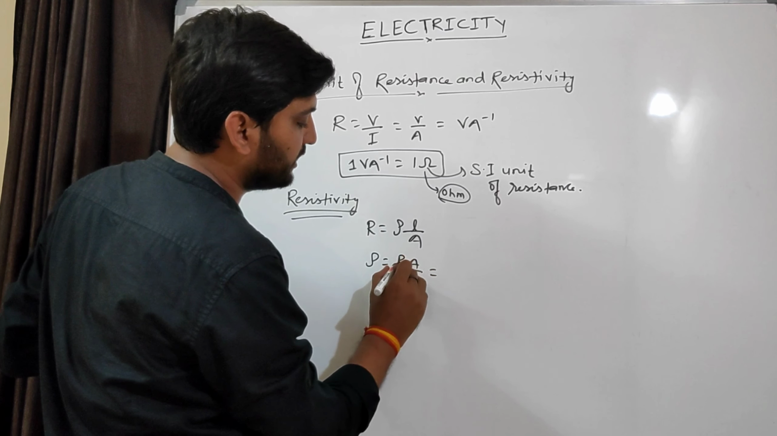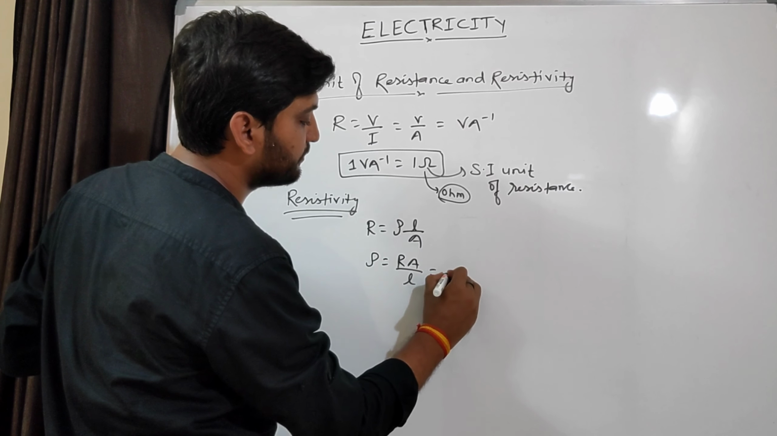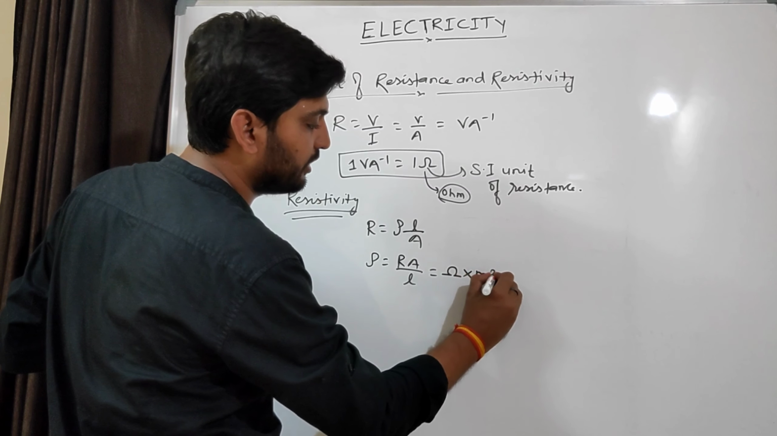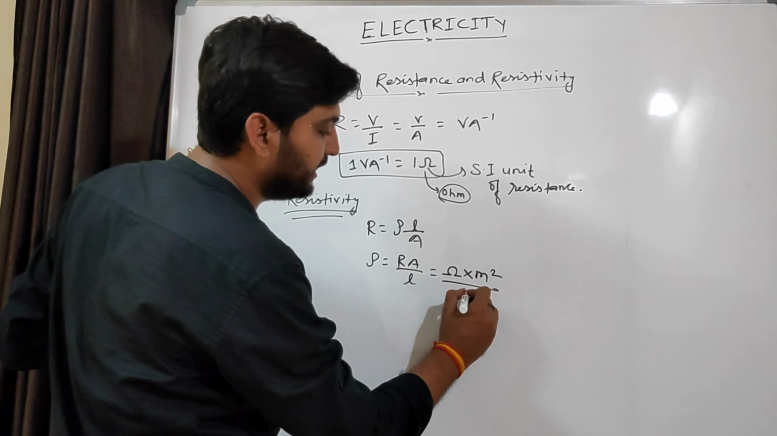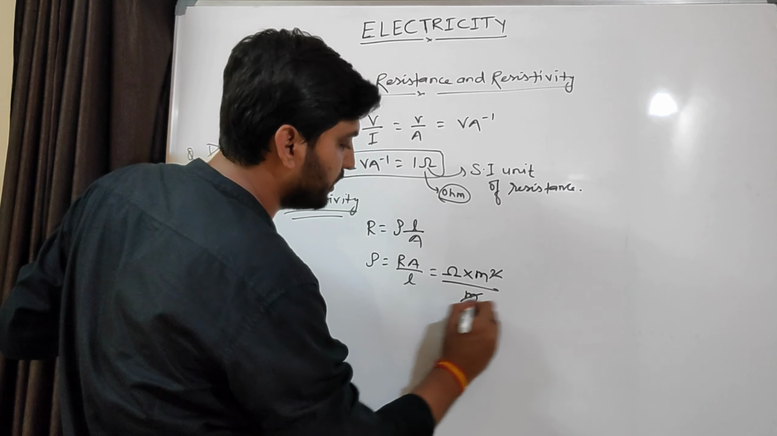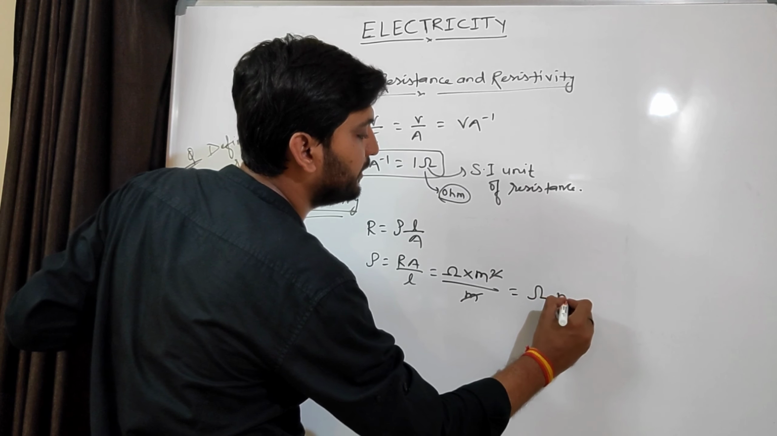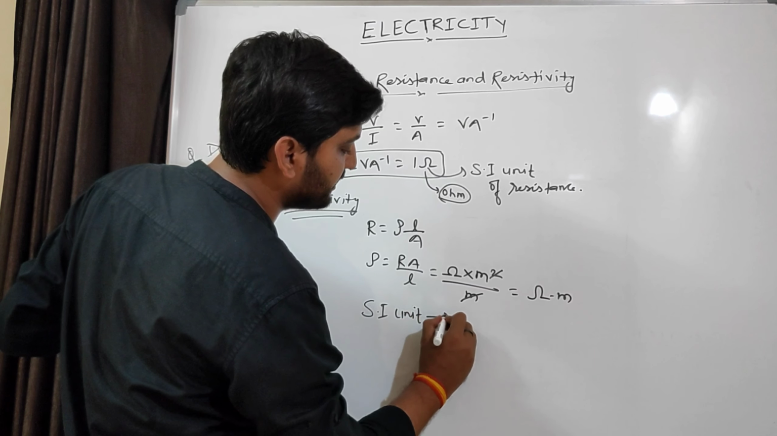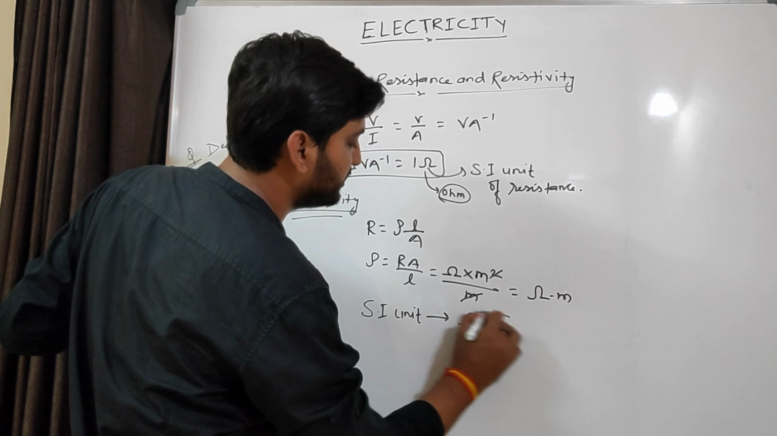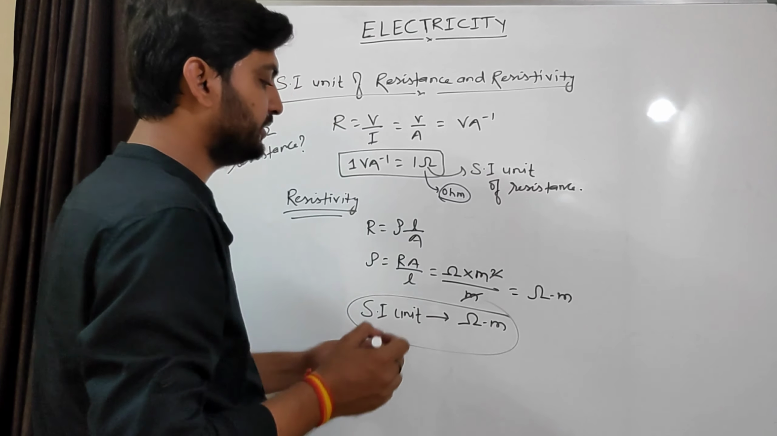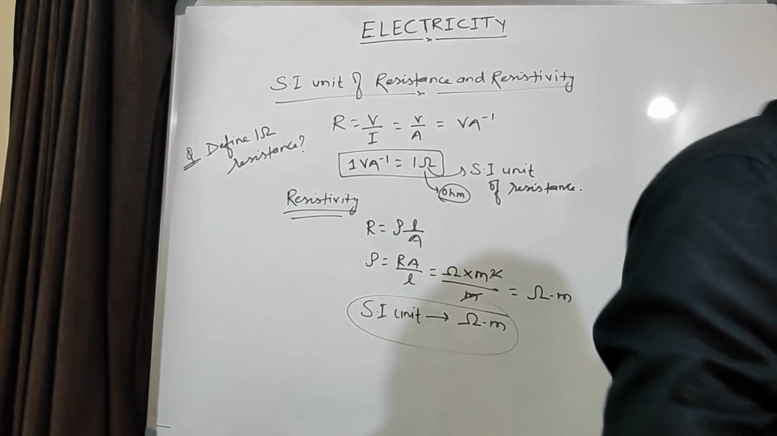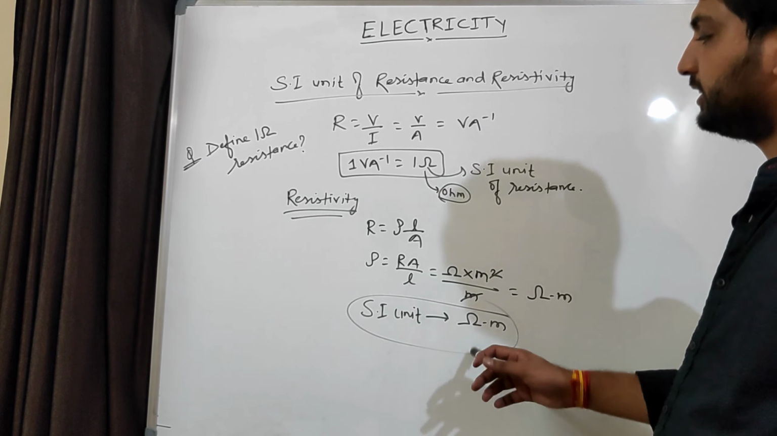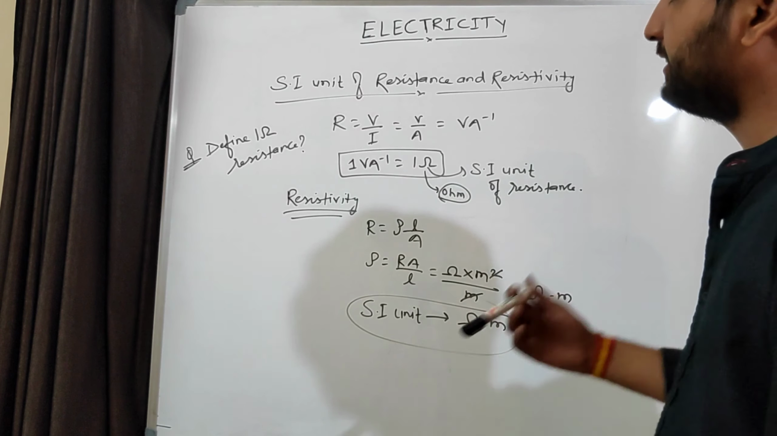So take R. What is the SI unit of resistance? Ohm. Into what is the SI unit of area? Meter square. What is the SI unit of length? Meter. So what? Ohm meter. So what is the SI unit of resistivity or specific resistance? That is ohm meter. Okay? This is ohm meter. What is the unit of resistivity? Ohm meter. Or we can also call it specific resistance.